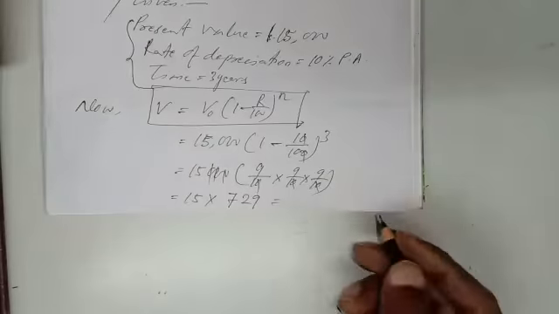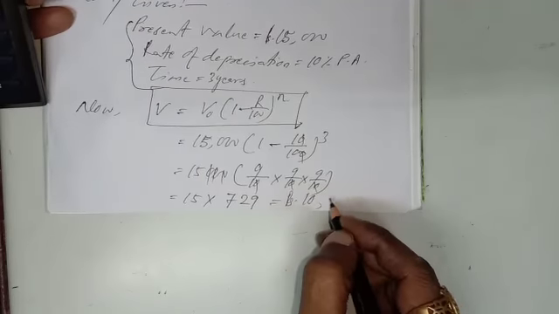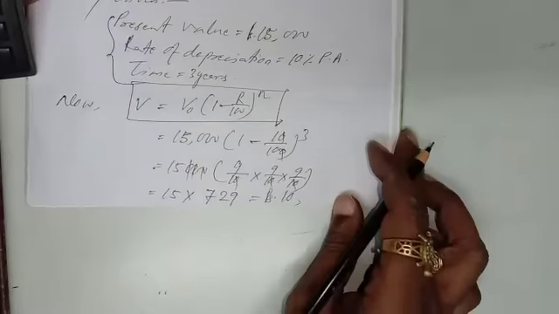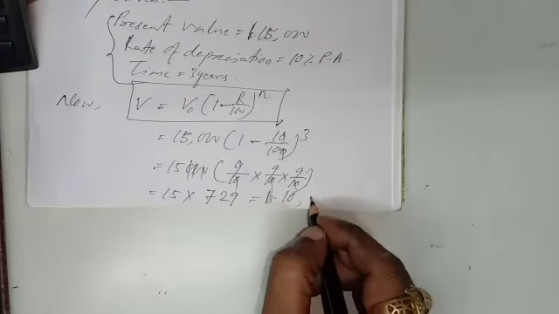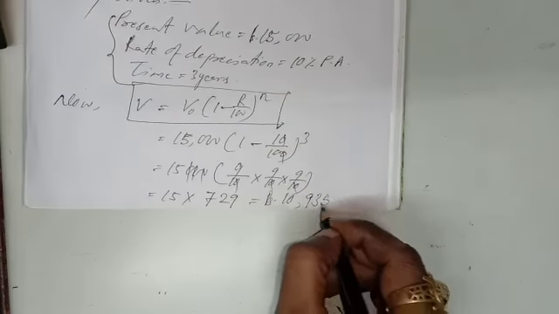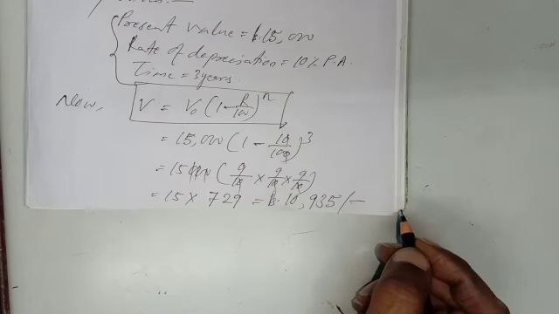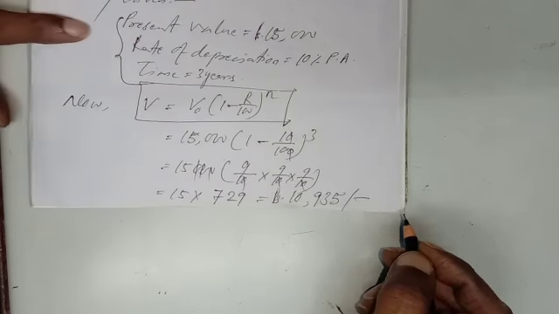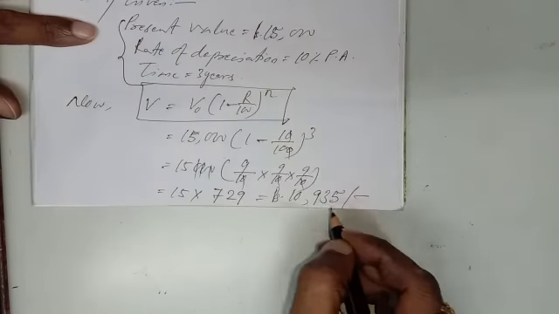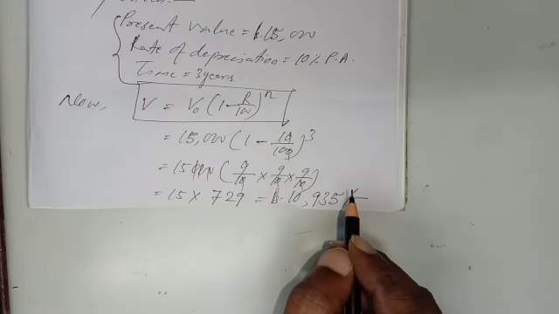The result is 10,935. So what is the value of the old scooter after 3 years? The value of the old scooter after 3 years will be 10,935. In this, a few questions would have completed the exercise 2C.